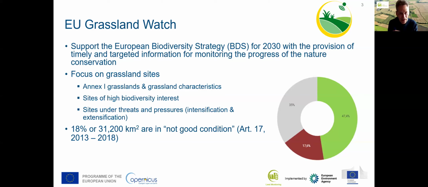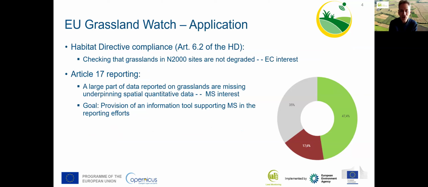leading to what we see here on the result of the Article 17 reporting for the last reporting period from 2013 to 18, that actually 18% of the grassland habitat types are considered to be in a not good condition. But what is also more interesting is that for 35%, we have a lot of missing information.